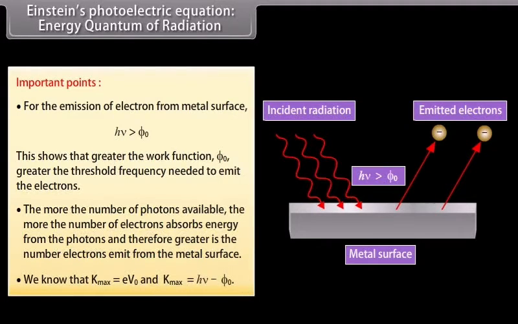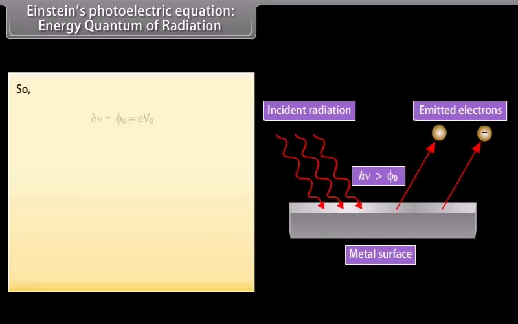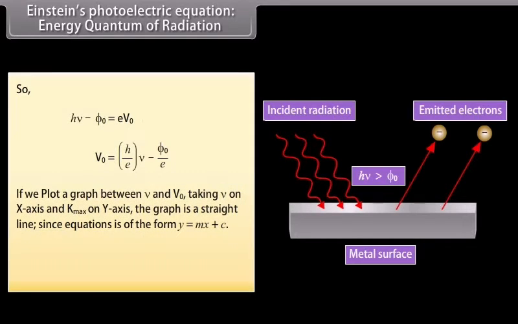We know that Kmax equals eV0 and Kmax is equal to hν minus φ0. So, hν minus φ0 is equal to eV0. V0 is equal to h/e into ν minus φ0/e. If we plot a graph between ν and V0, taking ν on the x-axis and V0 on the y-axis, the graph is a straight line, since the equation is of the form y equals mx plus c. The slope of the line m is equal to h/e, which is a universal constant.